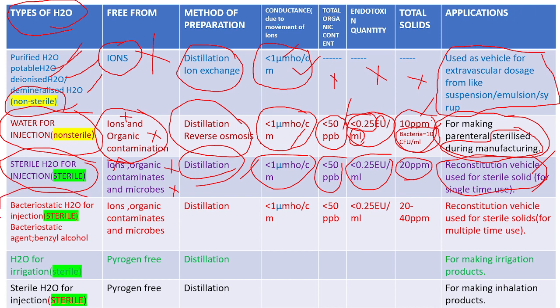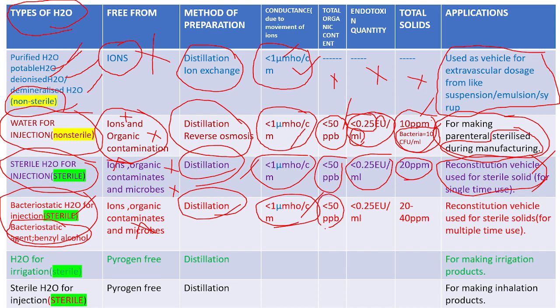Next one is bacteriostatic water for injection. This is also sterile in nature. It does not contain microbes, organic contaminants, or ions. It is bacteriostatic because it contains a bacteriostatic agent, that is benzyl alcohol. The method of preparation is the distillation process. Next one is conductance. How many ions can be present in the bacteriostatic water for injection can be determined by conductance, that is less than 1 micro ohm per centimeter.